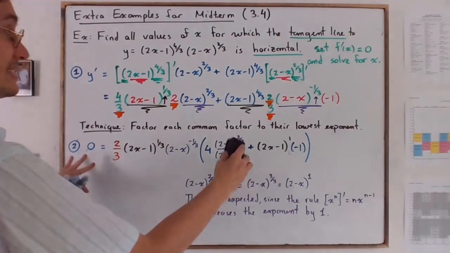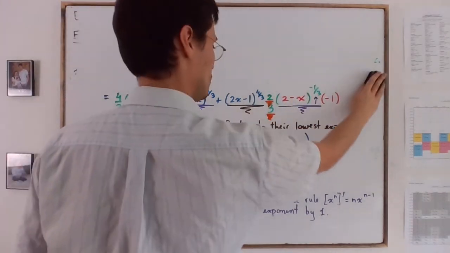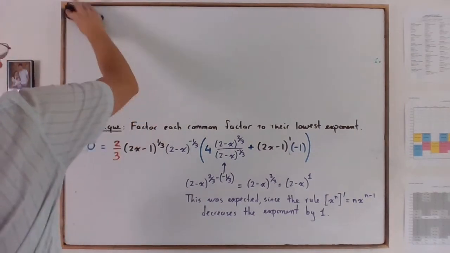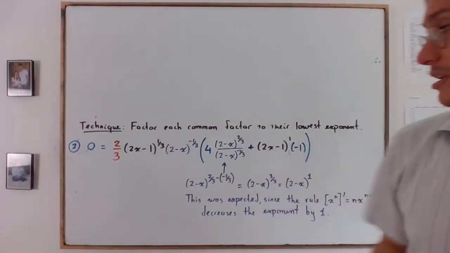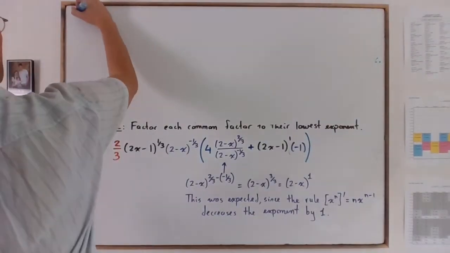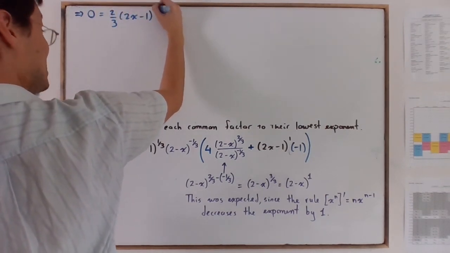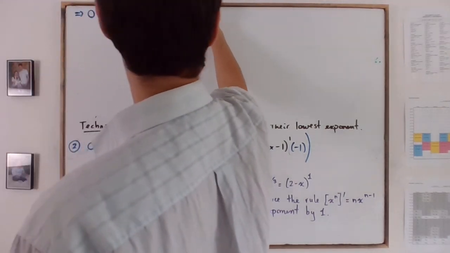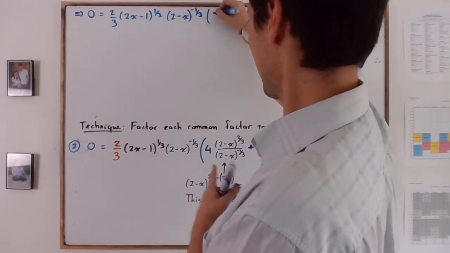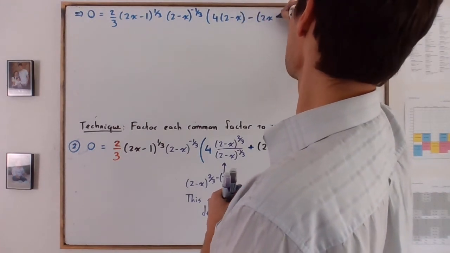All right, now that we have this, I can erase the stuff above. I will even erase this, no problem. So take a step just to simplify what you have here. In other words, you have 0, which is 2/3. Now I'm going to stop color coding these, because I don't want you to focus here anymore. To the negative 1/3. Then here you're going to have 4 times 2 minus x minus 2x minus 1.